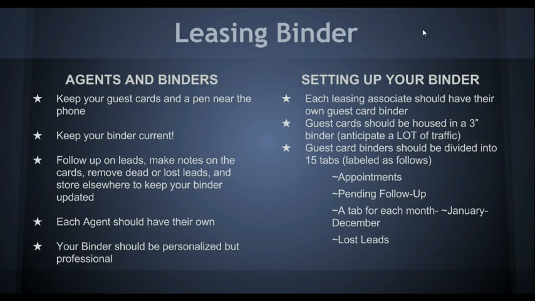It should be big enough to house a 3-inch binder, which is pretty big, if you anticipate a lot of traffic. It's also going to depend on how often the leasing agent works, if they're working 15 hours a week or if they're working 40 hours a week. The guest card binder should also be divided into 15 tabs. Now this can be adjusted based, again, on how often the leasing agent works, or the style of property it is. You should be able to have your appointments in there, a pending follow-up tab, a tab for each of the month in case you want to keep track of all your traffic for that year, and an area for your lost leads.